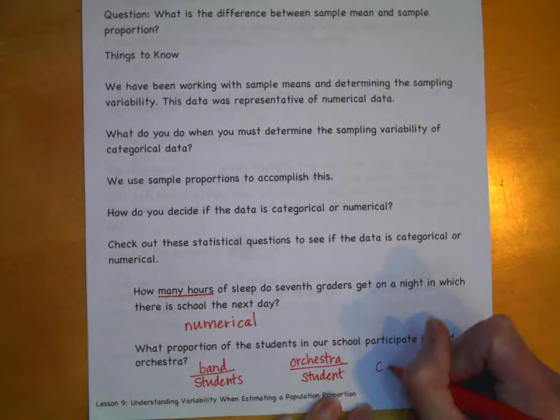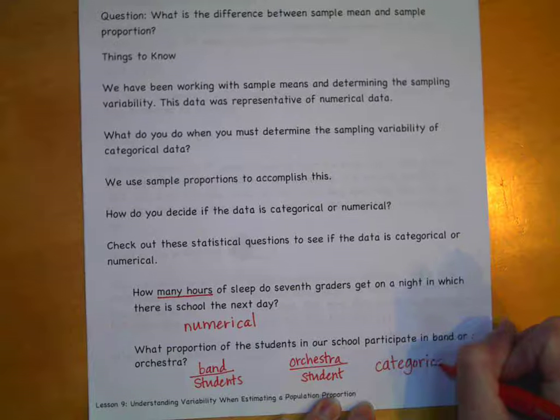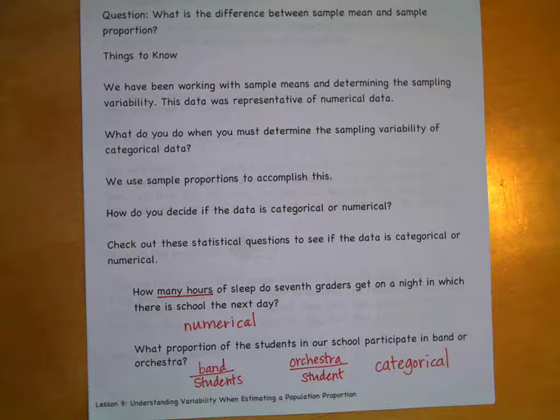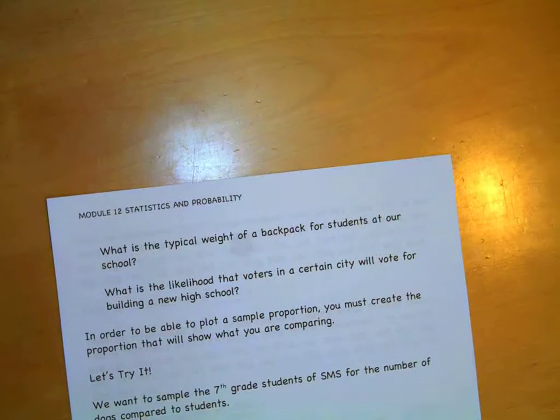So you're comparing all of the band students to all of the students in the school, and then you're comparing all of the orchestra students to all of the students in the school. And so this is actually what you're going to build your data from: you're trying to figure out the proportion that represents the specific type of students. And so for this one, we would have to say that it's categorical. And the reason why it's categorical is because it's asking you to set up the proportional rate of band students to regular students, orchestra students to regular students. So that is categorical data. Using numbers is numerical, using proportions is categorical. Okay, so that's pretty helpful to help us figure it out.